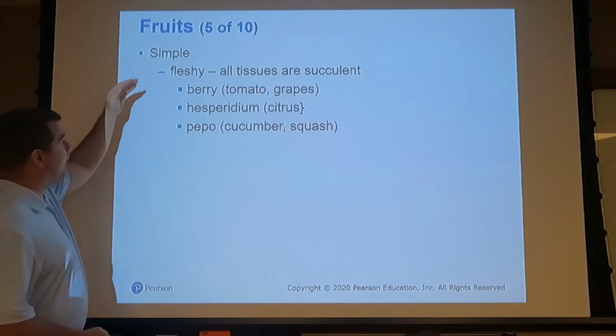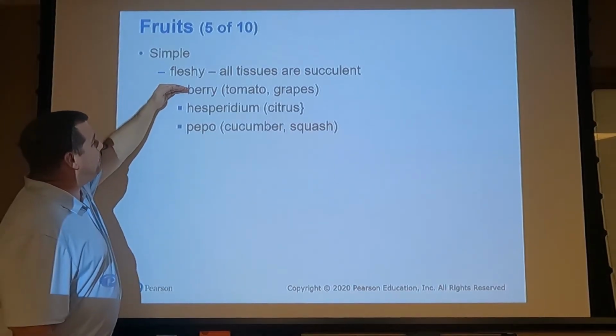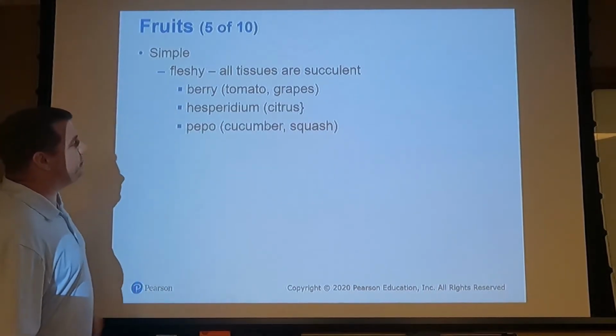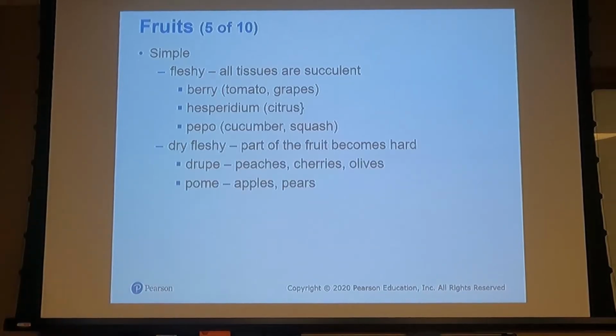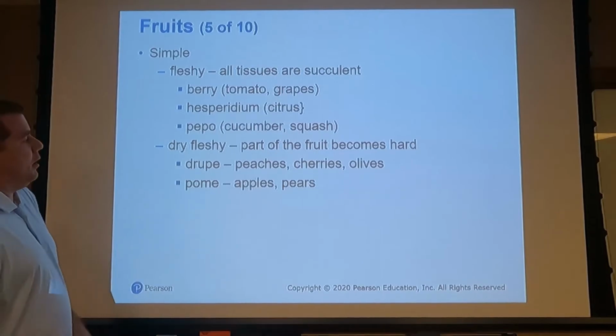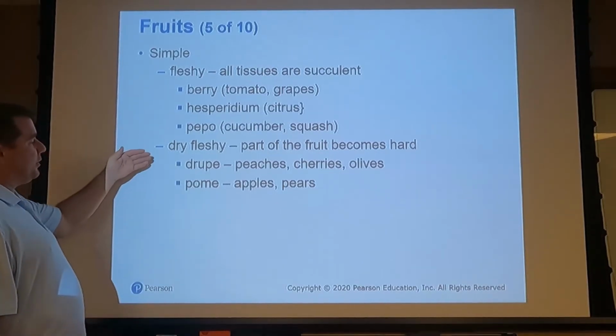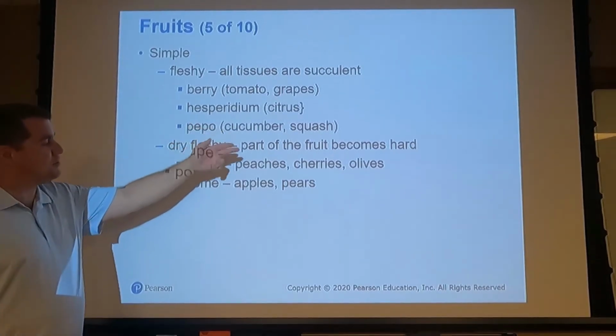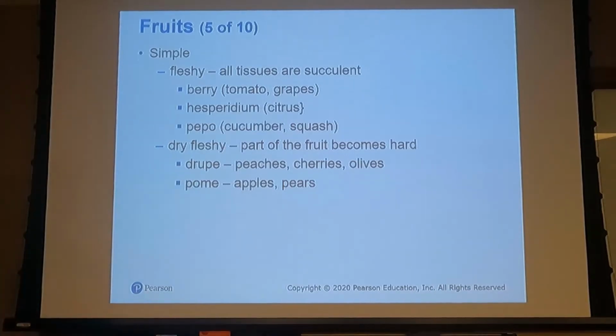So getting back to that, fleshy fruits are going to be berries, hesperidiums, and pepos. Our dry fleshy fruits, where part of the fruit becomes hard, we have peaches and cherries, olives, apples, pears.